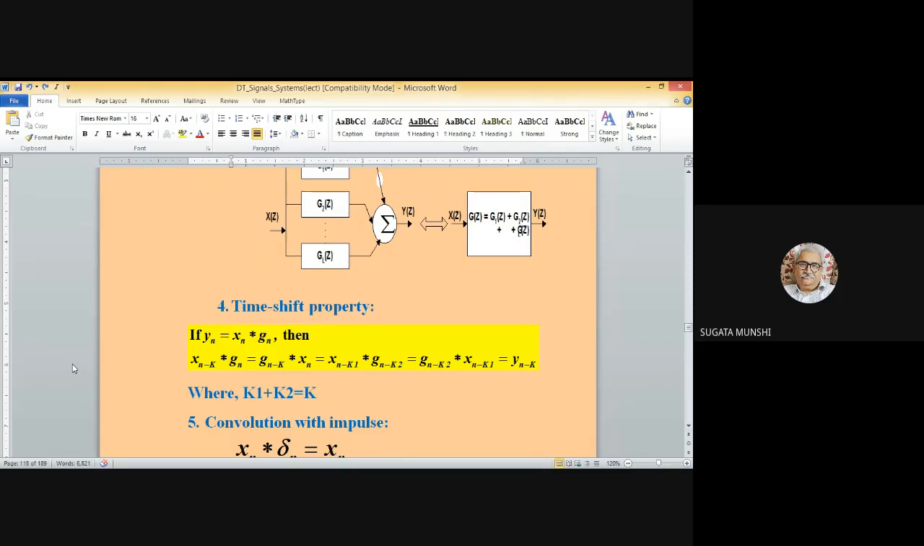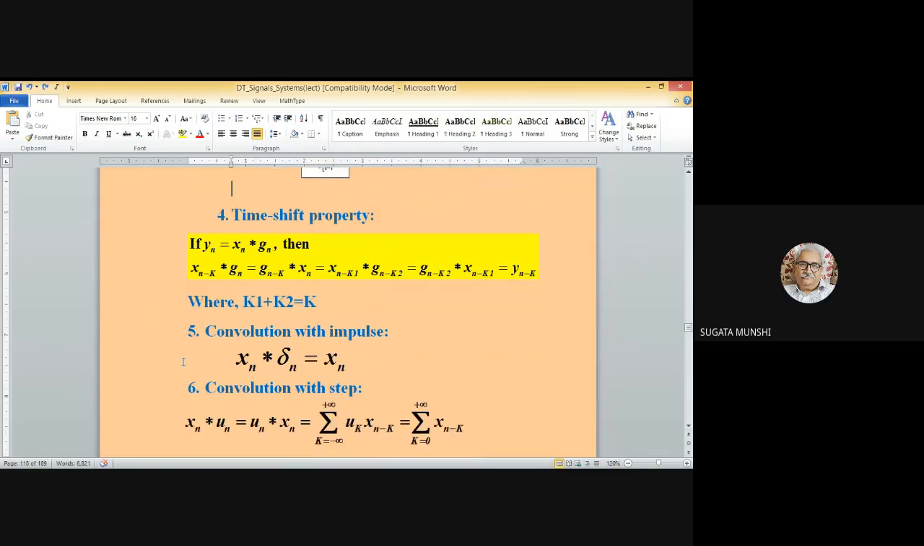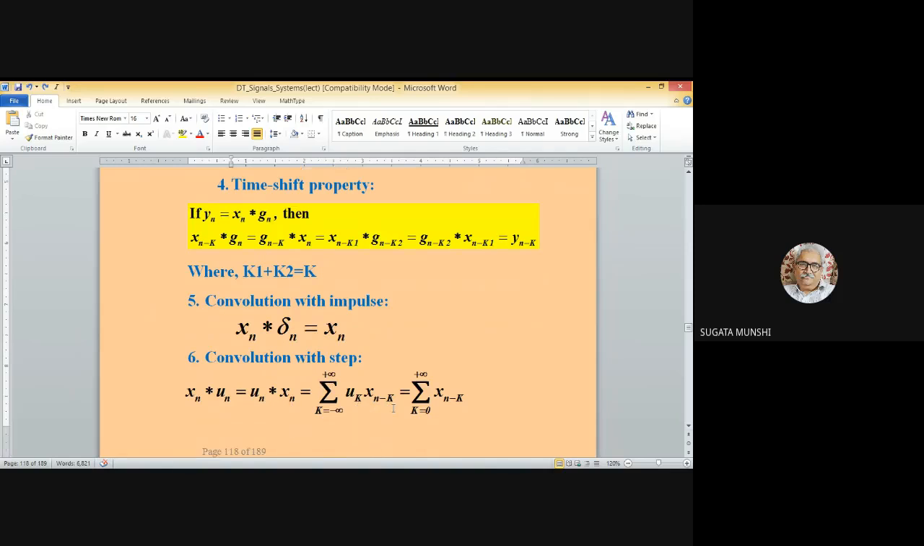Similar properties are here. Convolution with impulse, it's known to you. Convolution with step: convolution of x[n] with u[n], same as u[n] convolved with x[n], will be given by that expression. All right. So it is the equivalent of integration. The summation is the equivalent of integration in the continuous time case. It is called accumulation. The convolution with step results in accumulation of the signal x[n].